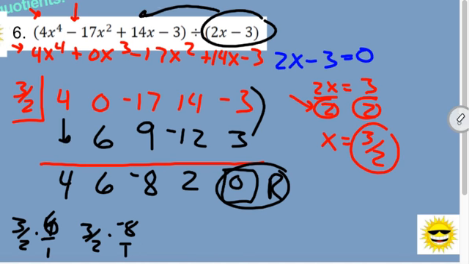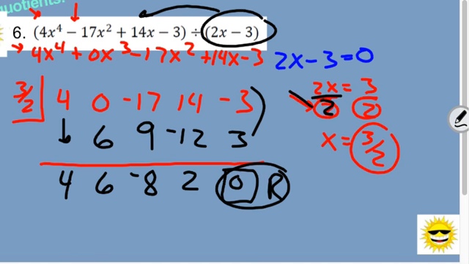Let's go ahead and write our answer. Now remember, we had to divide by 2 here to solve for x. So we have to divide this answer by 2, not the remainder. We never divide the remainder by whatever we're dividing by.